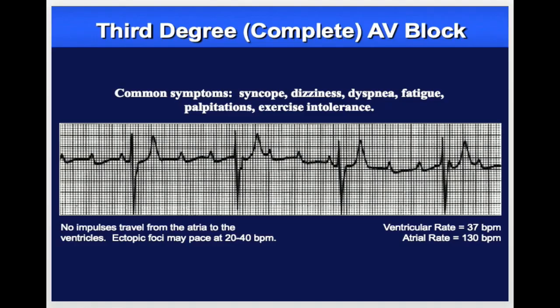Almost always requires pacemakers. You can see in this tracing, the atrium is conducting on its own and the ventricle is conducting on its own. There is no relationship, no association between the P and QRS complex. Sometimes the P wave is merged in the T wave. Common symptoms include syncope, dizziness, fatigue, palpitations, exercise intolerance, etc. Most of the time, the rate will be around 30 to 40 beats per minute.